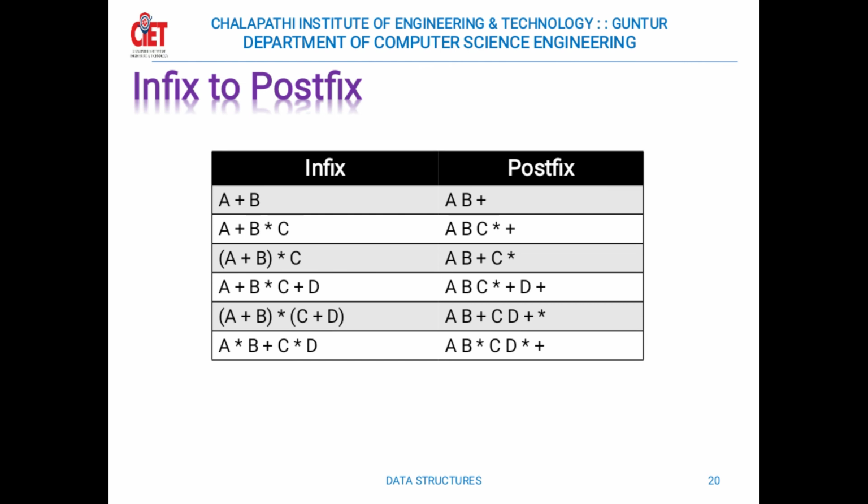Here first we convert the operations within the parentheses. A plus B is converted as AB plus, C plus D is converted as CD plus, and in between, star. Next, A star B plus C star D: AB star CD star plus.